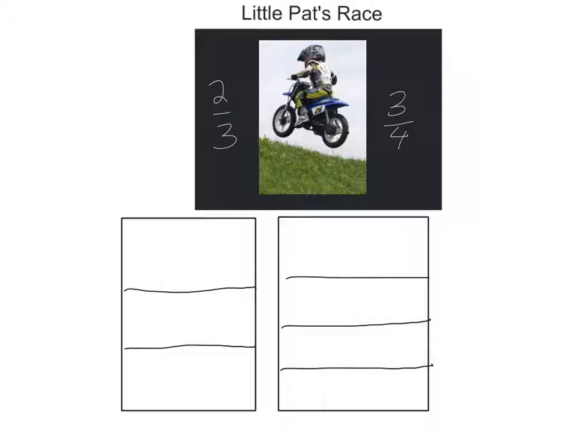Now, I get 2/3 of this mile that my friend Little Pat has ridden, and so I'll fill that in there. And then over here, I have 3 out of the 4 parts that Pat has ridden. So I've got these 3 right here. Now, as you notice, this has 2 out of 3 parts. This has 3 out of 4 parts. So they're not common denominators, and you can see that right there.